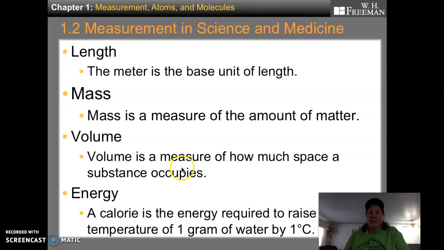And when we talk about energy, we use a calorie. A calorie is how much energy it takes to raise the temperature of 1 gram of water 1 degree. So if you're burning something, you're going to absorb that energy and see how much it raises the temperature. And calories is what you see on your food labels.